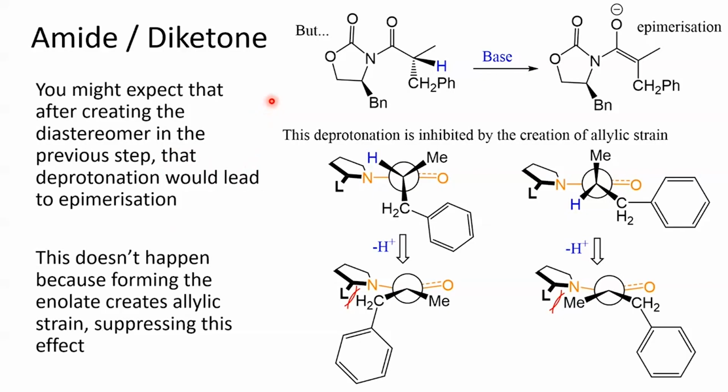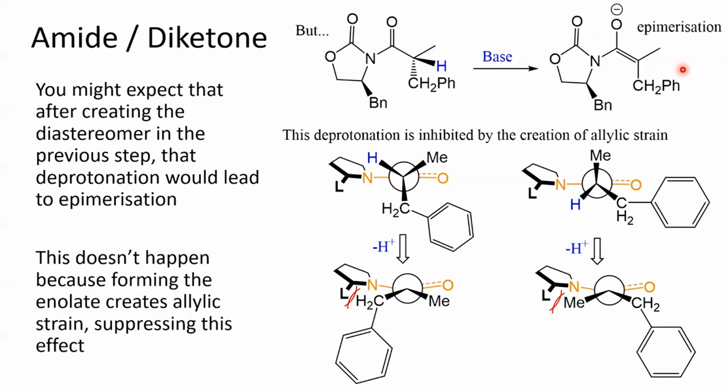However, you might expect that once you've created this diastereomer in the previous reaction, considering it's under basic conditions, all that would need to happen is you would need to deprotonate here, and then you would get epimerization occurring. So any stereocontrol that you introduce into the reaction is going to be lost simply because you deprotonate, and that's going to racemize this carbon here.